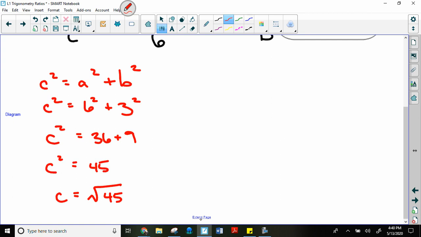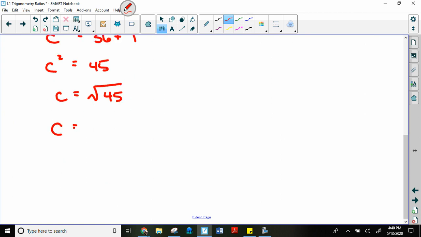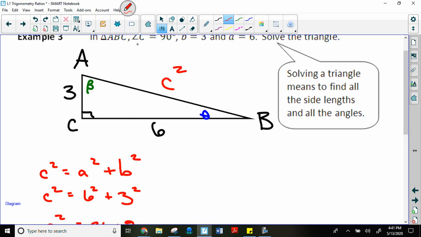Let's break it down. 9 and 5. Root 5. Okay, that's what C is. Grade 9, we would have left it as root 45. Grade 11, we know better. So then the next thing I'm going to do is solve for theta. If I'm solving for theta, I have to use the sides based on the theta given angle. Yes, we're going to solve for this later, but I'm not going to worry about that right now.